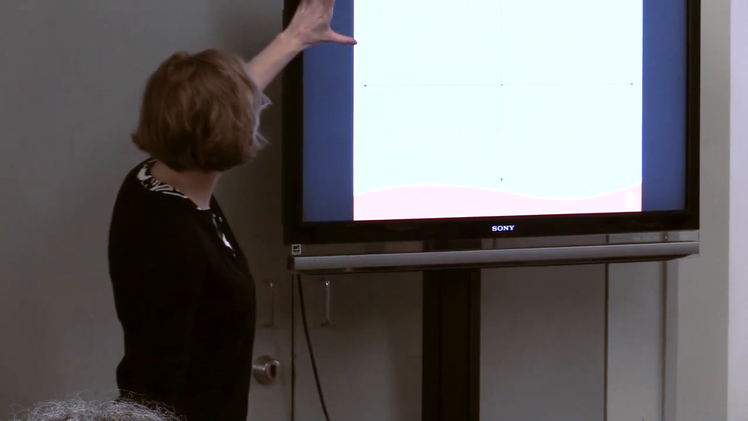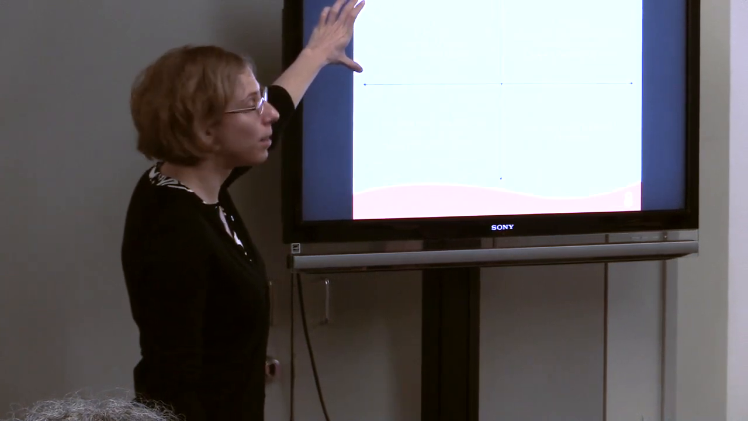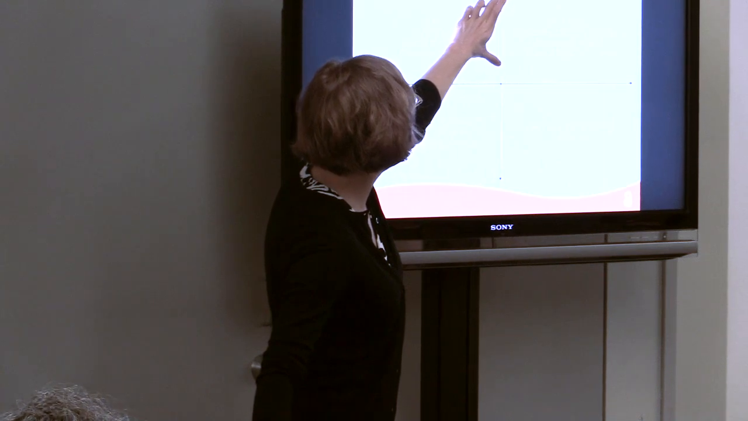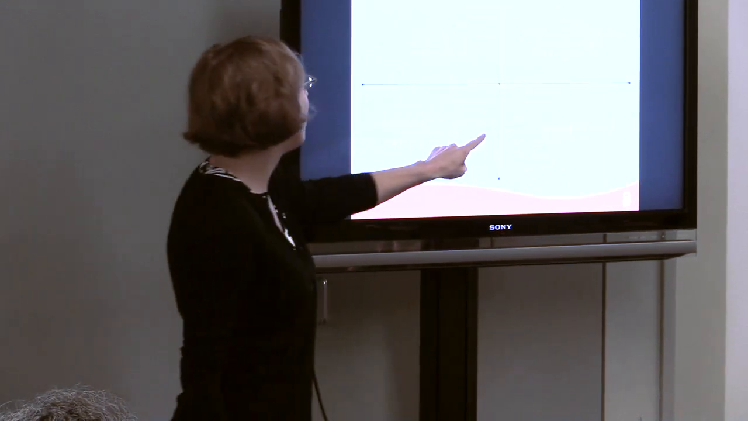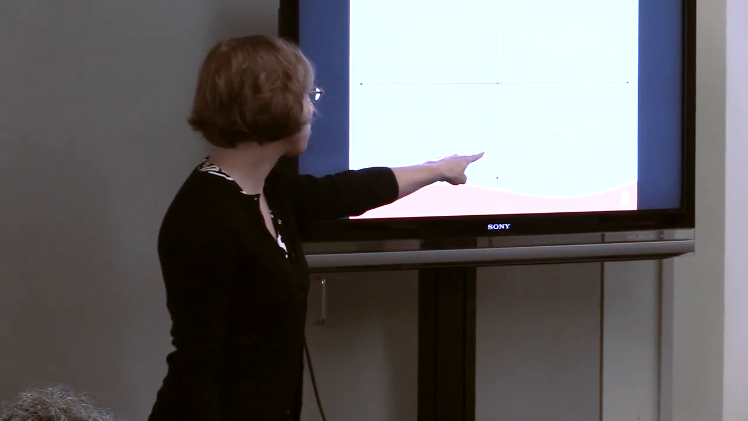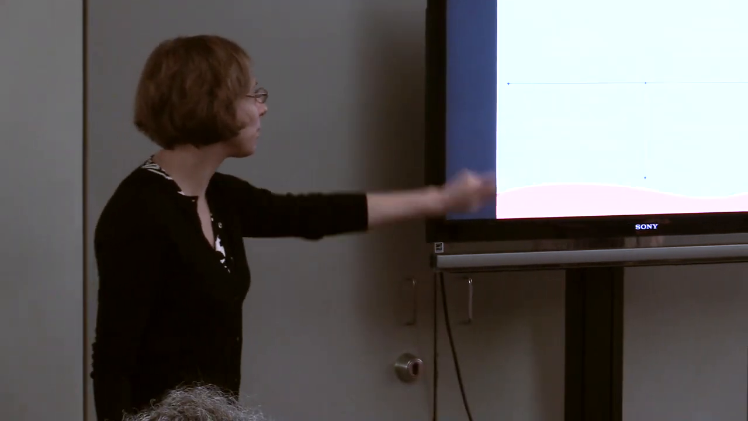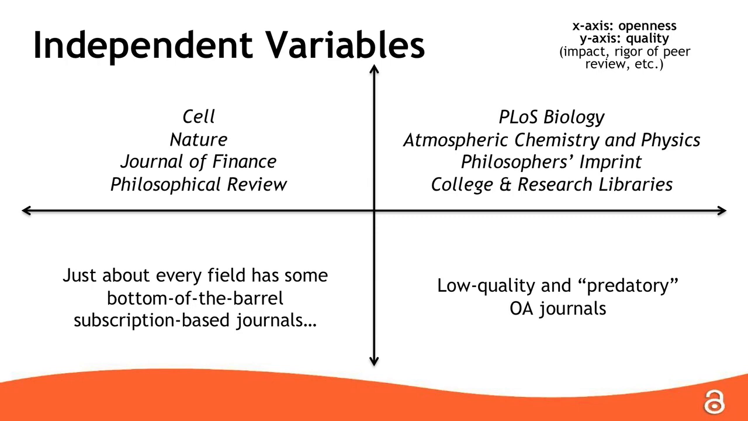So yes, there are the super tippy-top journals that are subscription-based, and the super tippy-top journals that are open access. And then there are the predatory open access journals, but there's also the really, really crappy bottom of the barrel subscription-based journals. So as I said before, we must carefully evaluate all journals, print or electronic, subscription or open access.